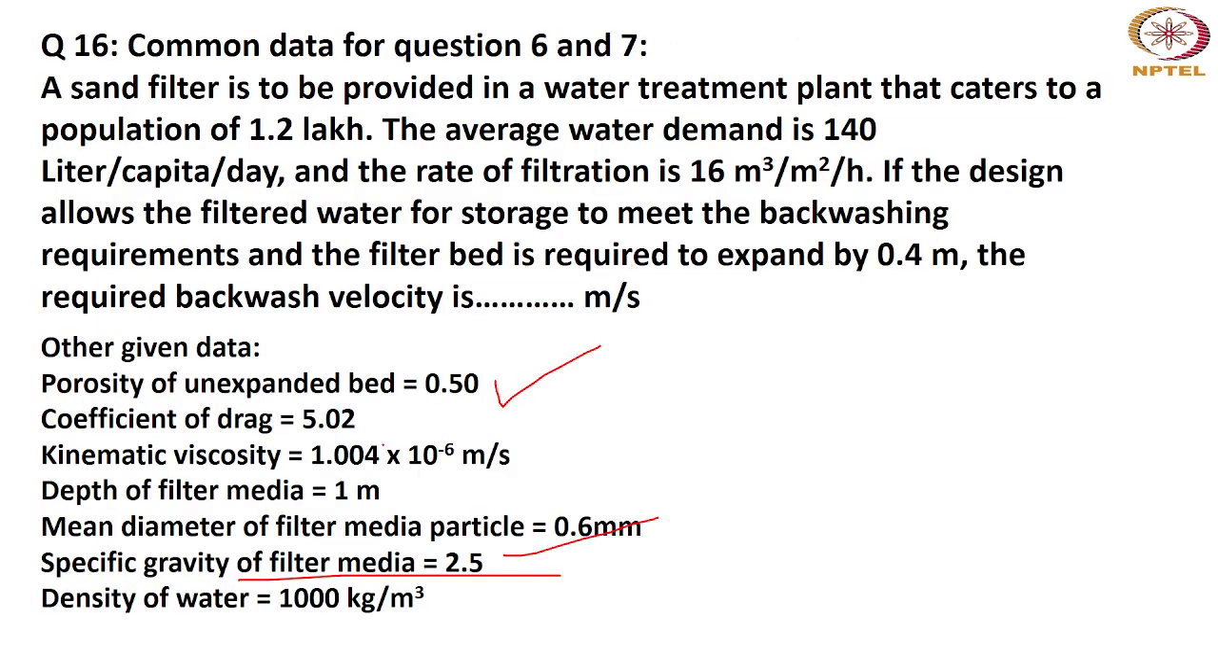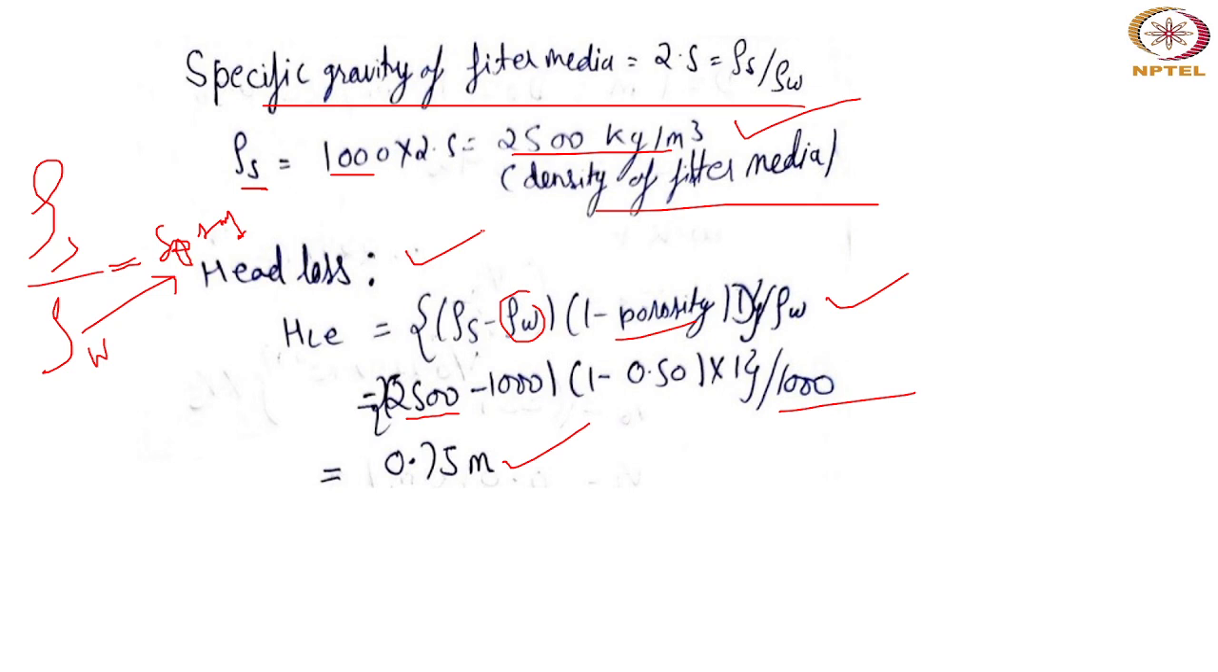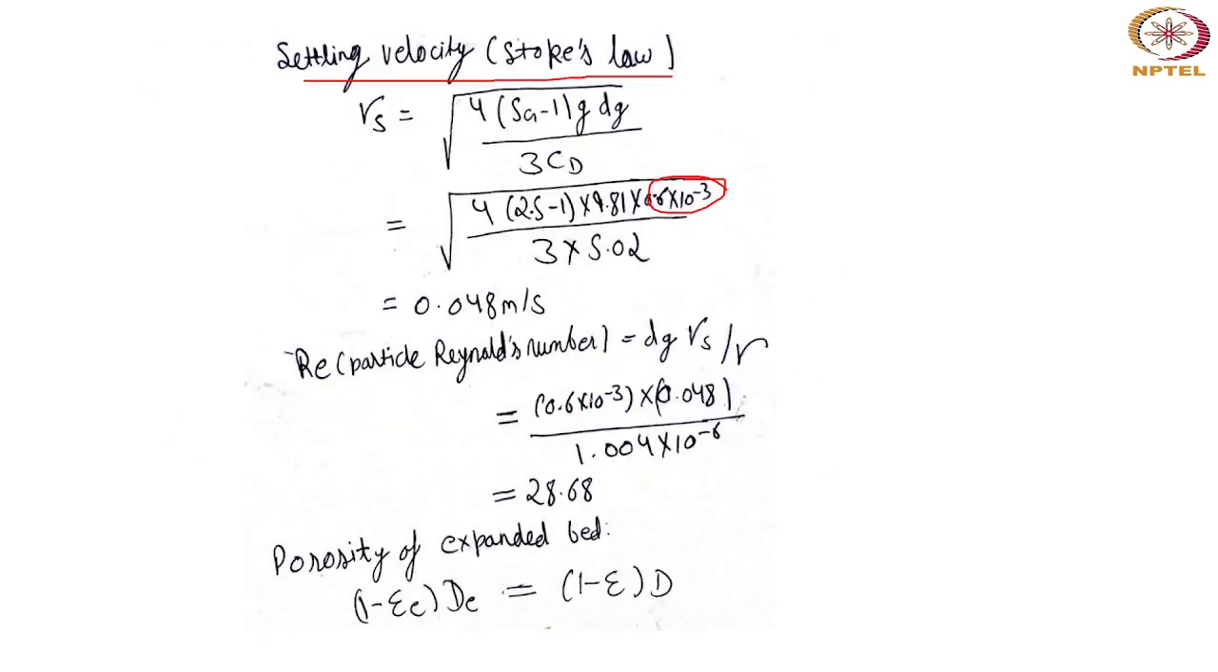That Cd was given as, is there any value for Cd? Yes, the coefficient of drag is 5.02. So I'm writing this 5.02, 3 into 5.02 coefficient of drag. If you calculate the settling velocity of the particles, I'm getting 0.048 meter per second.